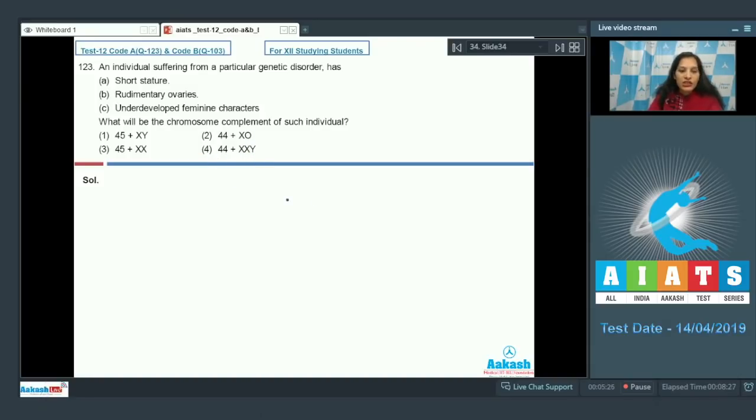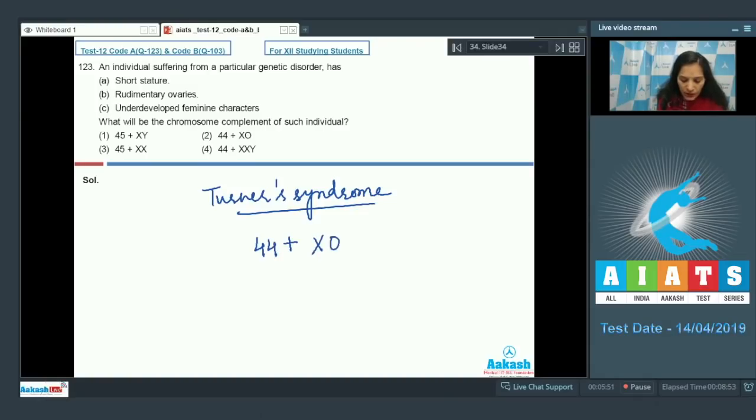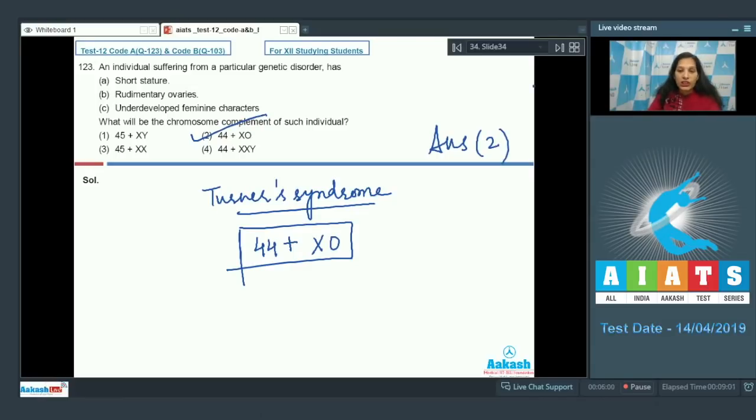So in this genetic disorder, the individual has short stature, rudimentary ovaries and underdeveloped feminine characters. This disorder seems to be Turner's syndrome, because in this syndrome also these features are present. Turner syndrome is the monosomy of the X chromosome, which leads to the chromosome complement 44 plus X0. So the correct option for the given question is option number 2. Let's move to the next question.